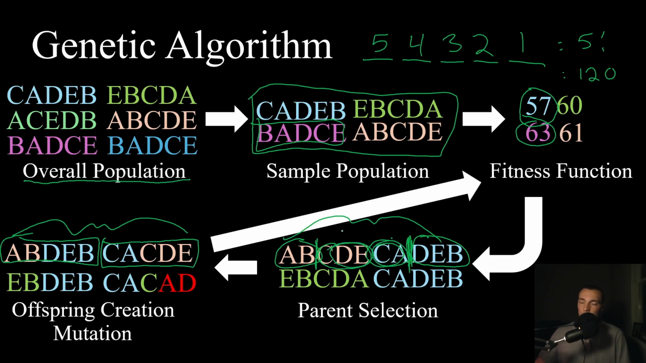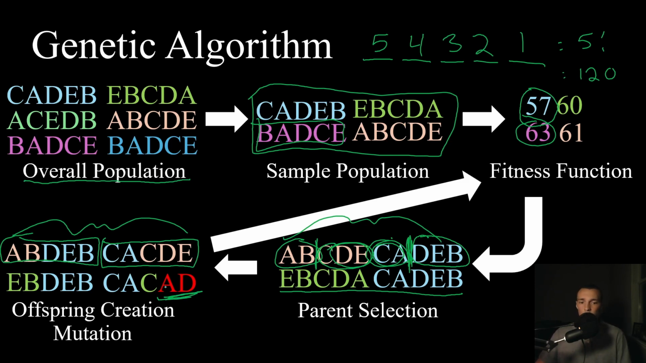And the same happens with this second set of parents on the bottom row. However, in this stage, there is a chance for a mutation to occur, which is represented by this red color right here in this offspring.